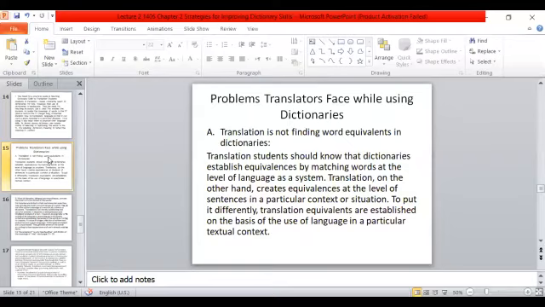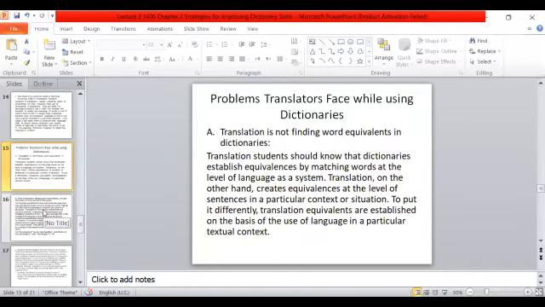Problems translation students face while using dictionaries. The first problem is not finding word equivalents. Translation students should know that dictionaries establish equivalence by matching words at the level of language as a system. Translation, on the other hand, creates equivalences at the level of sentences in a particular context or situation. So it's not a matter of substituting one word for another. It's more a matter of interpreting a sentence and finding an equivalent to the word in this particular sentence.